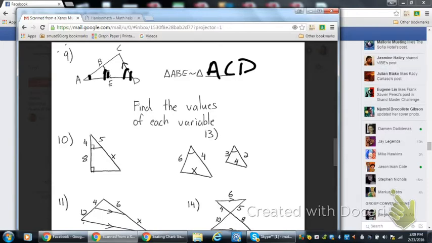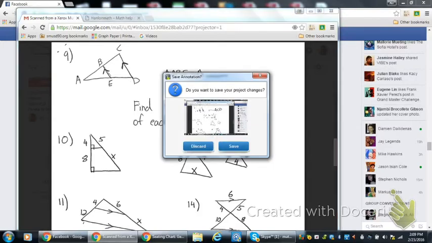This angle is the same as this and this. So we have angle, angle going on: ABE is similar to ACD. Pretty straightforward, okay? All right. Let's do these slow. These are the toughest part of the test, I think. And then let's go through it slowly.